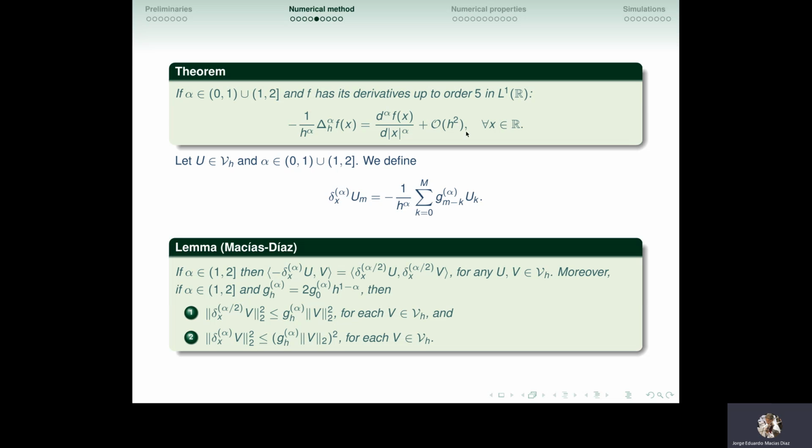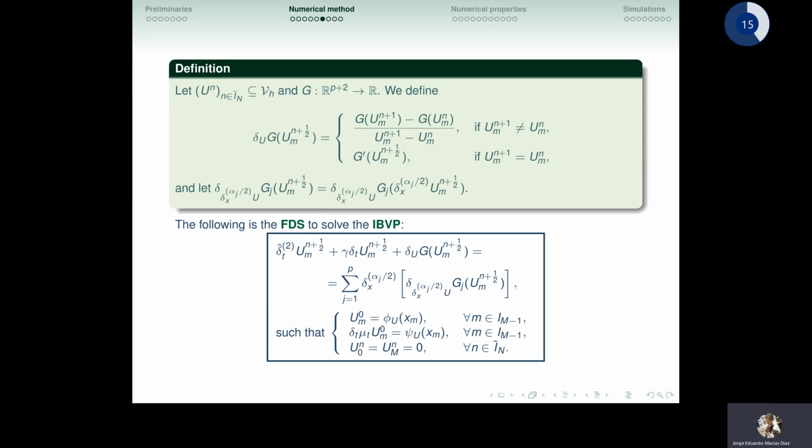Motivated by this theorem, we introduce this discrete operator, and recall that it has some interesting properties. Namely, this operator is self-adjoint and negative, which implies that minus that operator has a square root operator, which is actually this one here. Moreover, there are some bounds for those operators, and they are well known in the literature. We continue introducing some other nonlinear operators, which are also well known, like this one here.